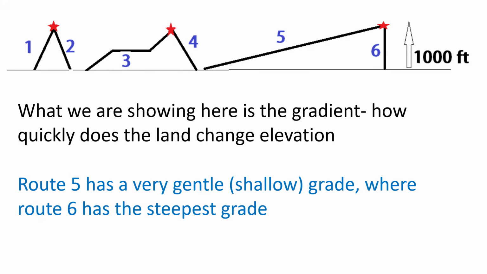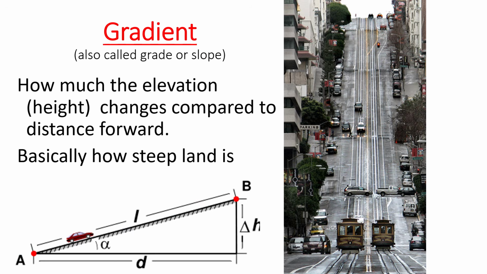Now 5, imagine walking up 5. You still get to 1,000 feet, but it's not very steep. And if you went up 6, you're like rock climbing. That is the steepest or straight up grade.